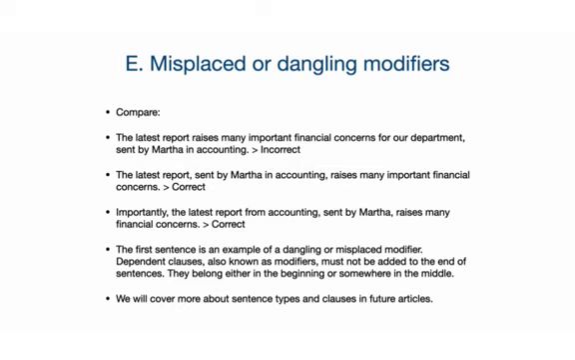The first sentence is an example of a dangling or misplaced modifier. Dependent clauses, also known as modifiers, must not be added to the end of sentences. They belong either in the beginning or somewhere in the middle. We will cover more about sentence types and clauses in future articles.